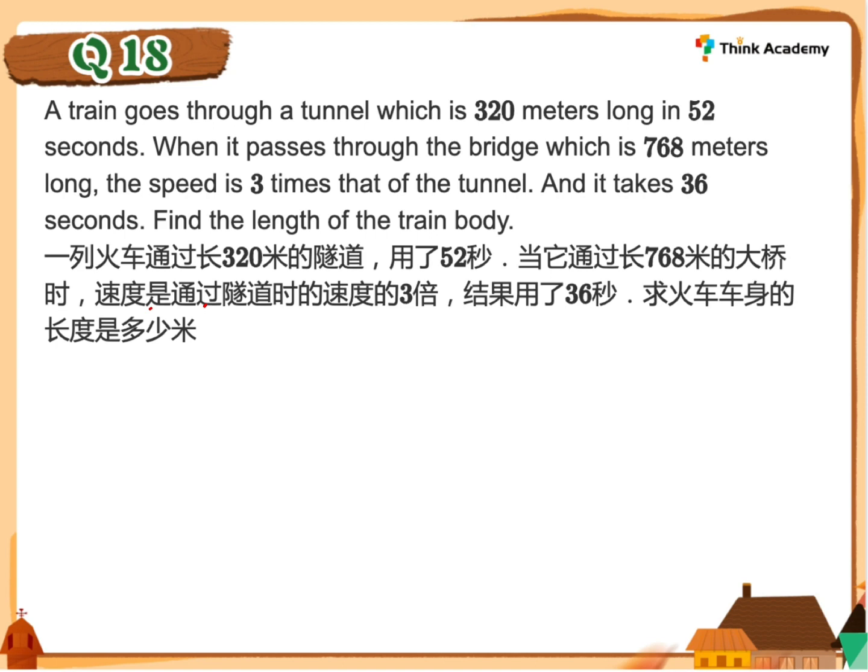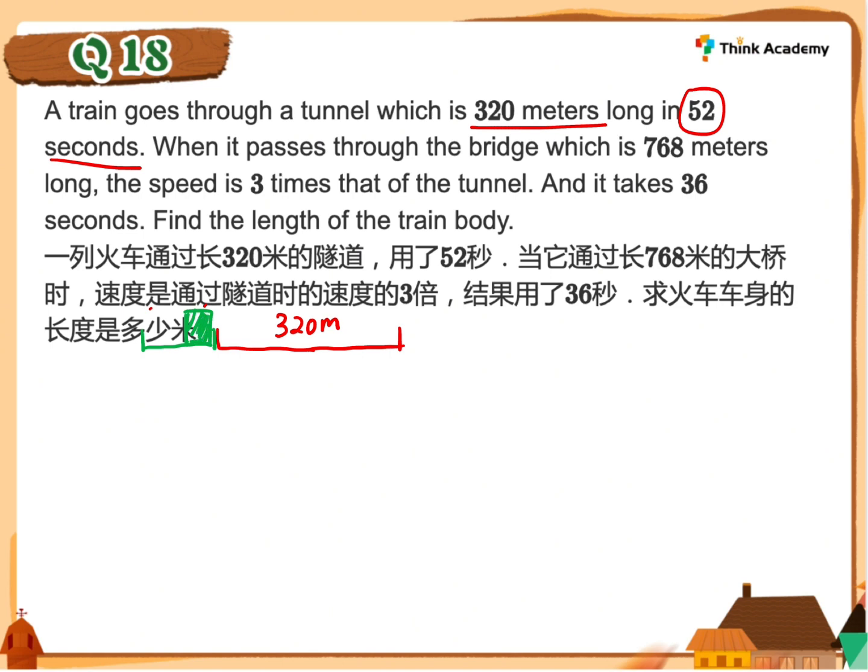Let's do it together. A train goes through a tunnel which is 320 meters long in 52 seconds. Okay, draw the figure. This is the tunnel, and the tunnel is 320 meters. And a train passed it. Okay, so you need to know this is a train. We know the train have its own length, right?